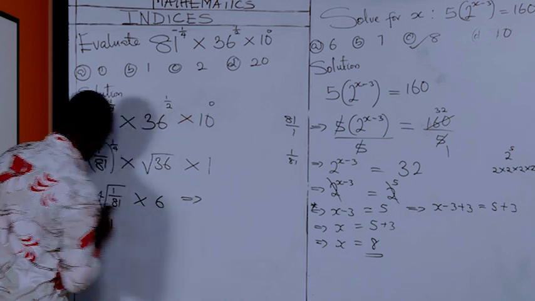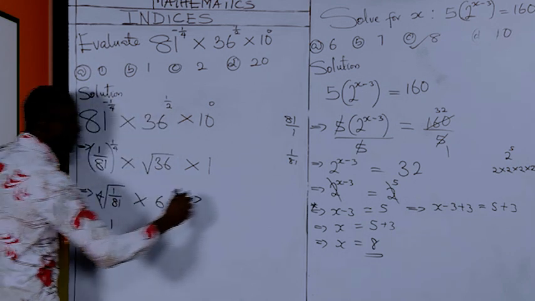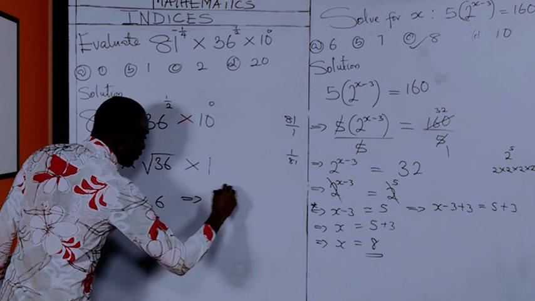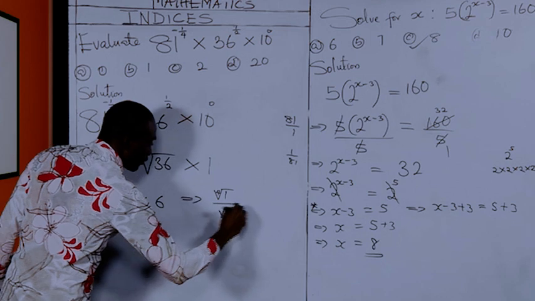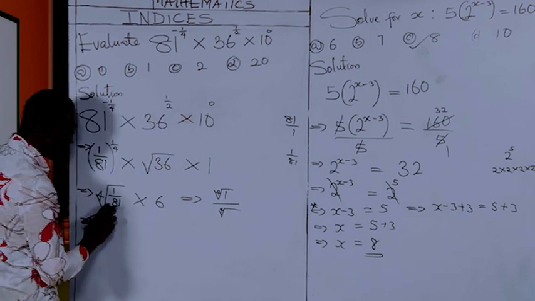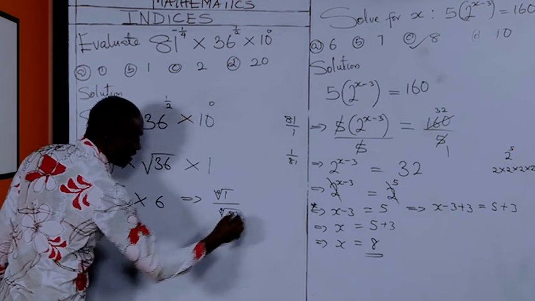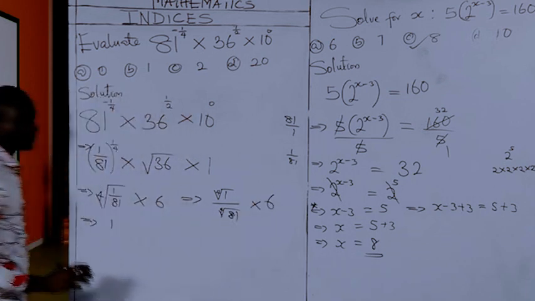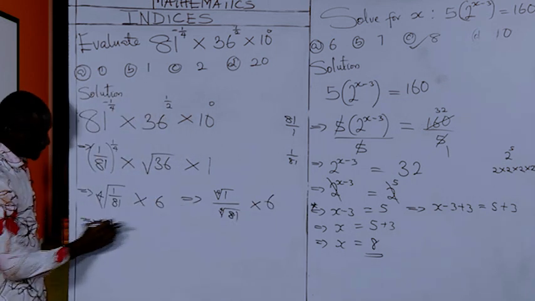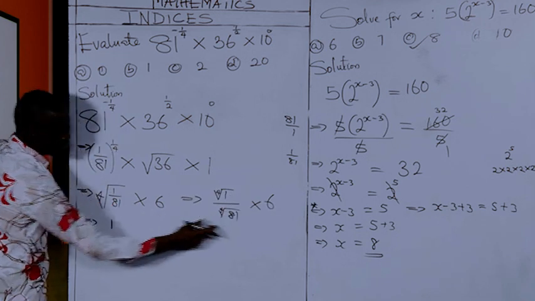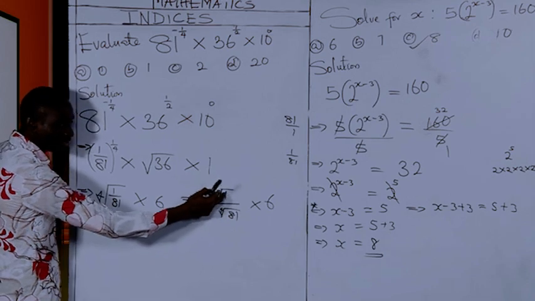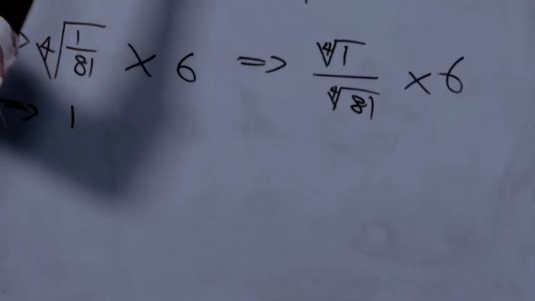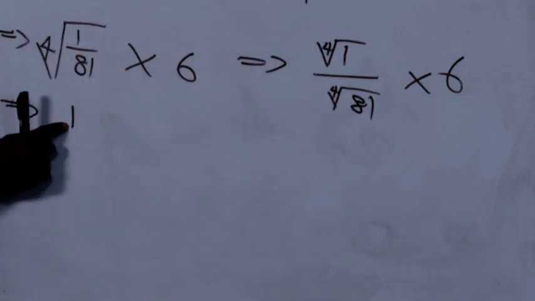The whole of this means 4th root of 1 over 4th root of 81, and we have times 6. Now for you to understand, that's why I split it this way. 4th root of 1 is what? It is 1. What is the number that will multiply itself 4 times to give us 1? That answer is 1, which is this.